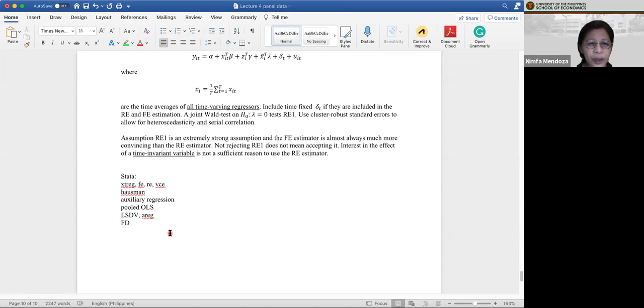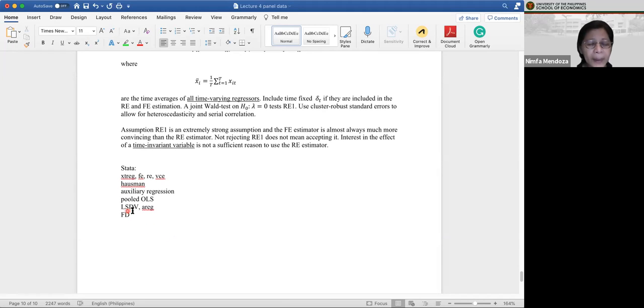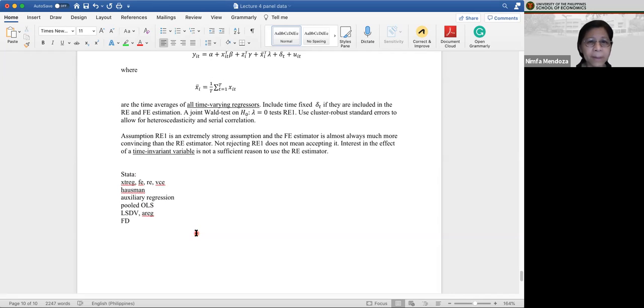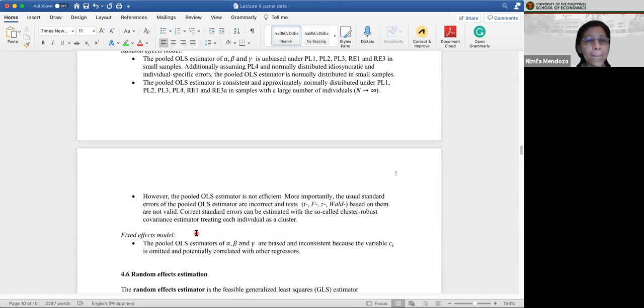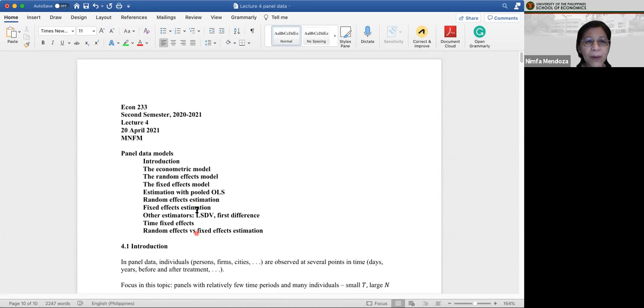You should also know how to do least squares dummy variable. If you have many individuals or cross-section units, for the printout you might want to suppress printing out the coefficients, and you can use this command areg. You should also know how to implement first difference estimation. So that's it for panel data models.